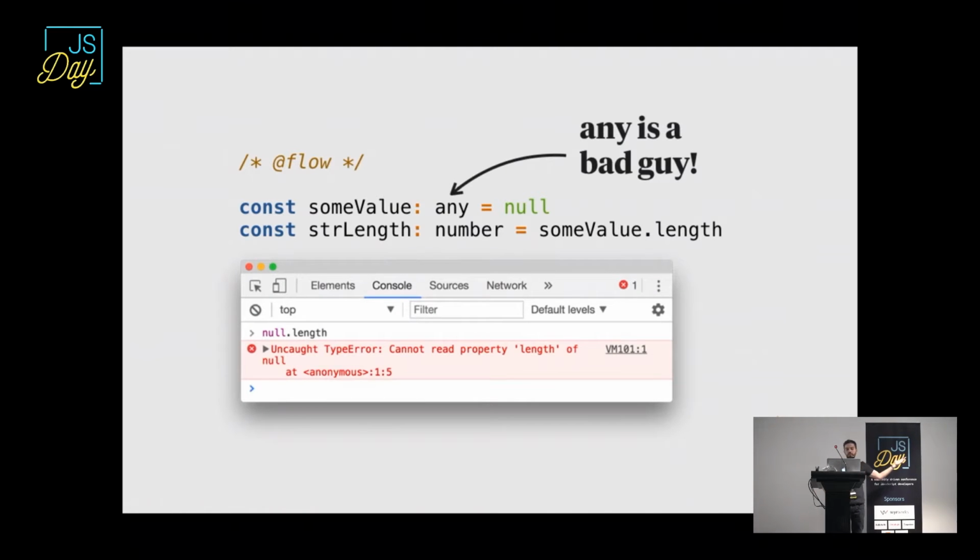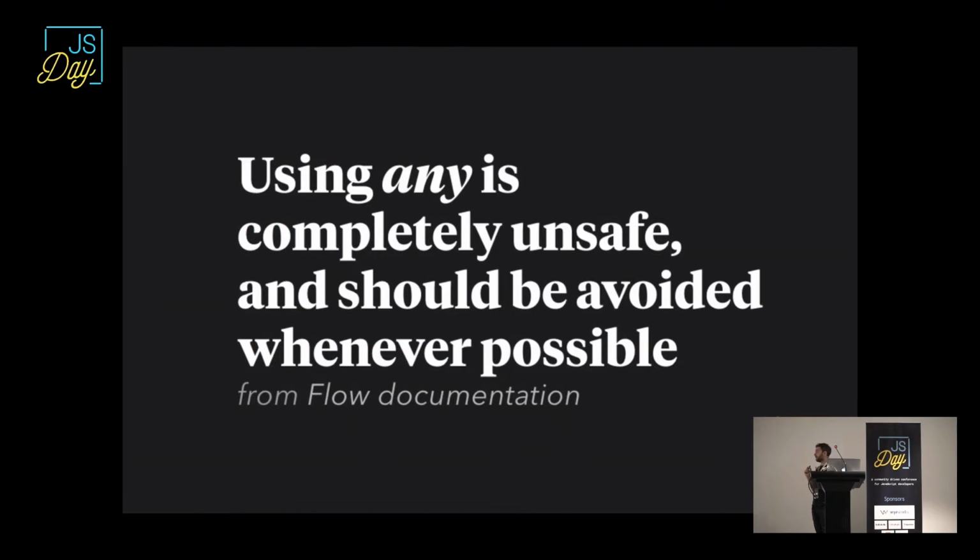Any is the problem here. So any is the bad guy when you are using static analyzers. But using any is completely unsafe and should be avoided whenever possible. This is a quote from the Flow documentation.